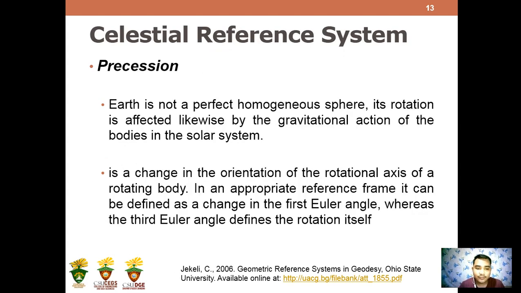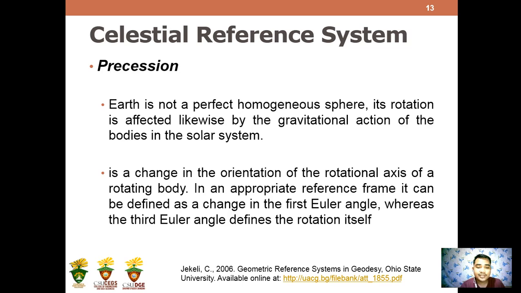So let's take them one by one. When we say precession, it's the Earth. The Earth is not a perfect homogeneous sphere, no? We all know that. It is really not a perfect sphere. So it has flattening and also bulges around the equator. Its rotation is affected likewise by the gravitational actions of the bodies in the solar system. Okay, since we have those gravitational attractions between the celestial objects and heavenly bodies in the outer space.